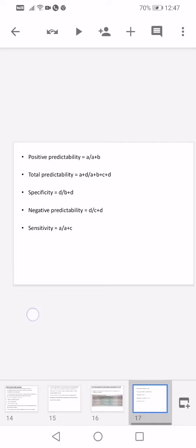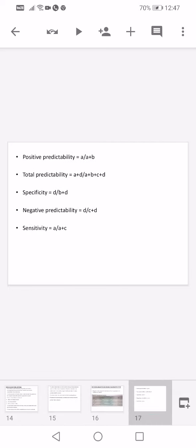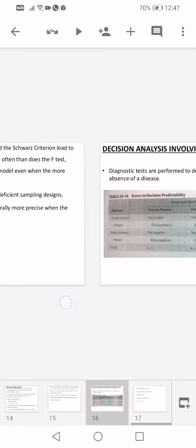Okay, so this is how to perform the PK data analysis in a group of population.